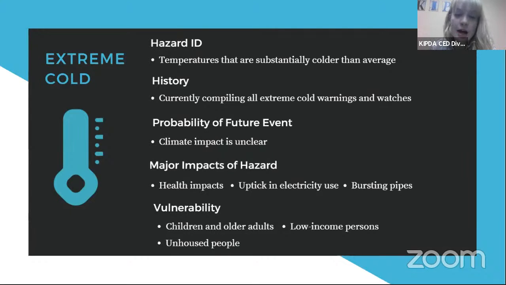And then the major impacts of extreme cold are health impacts, just like extreme heat. So we are looking at hypothermia and frostbite, also an uptick in electricity use, as we saw in Texas this year, where more people are using their heaters and natural gas during cold spells. And then also major impacts are bursting pipes and impacts on the water system. And the same vulnerability goes back here. Children and older adults are particularly vulnerable to extreme cold temperatures, especially low-income people who may not have access to or pay for heating. And then also unhoused people, so homeless people, are especially vulnerable to extremely cold temperatures.